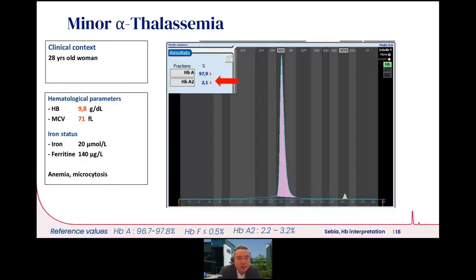So this patient's hematological parameters have reduced hemoglobin and MCV. It's also important to check the iron status to make sure that it's not a problem of iron deficiency, which is the leading cause of anemia. So when those iron reasons are removed, we can focus on the thalassemic reasons. So in this instance, this patient has the reduced hemoglobin A2, which shows up in the electropherogram.